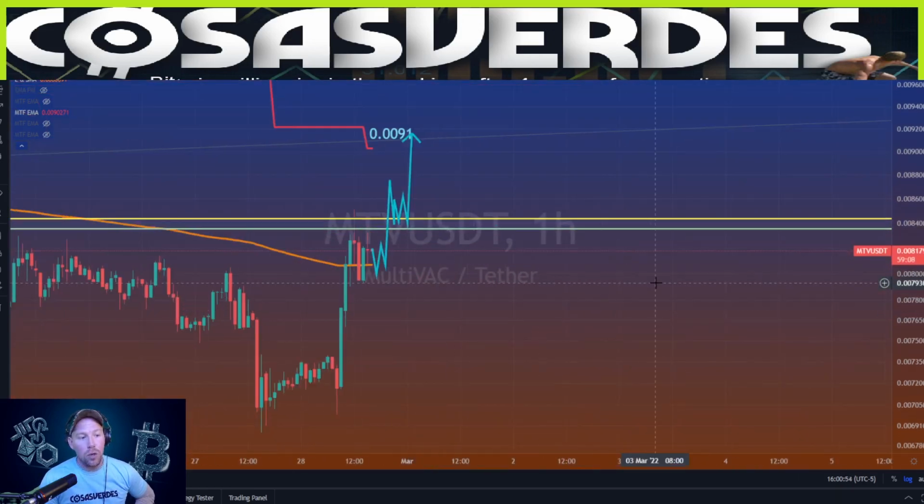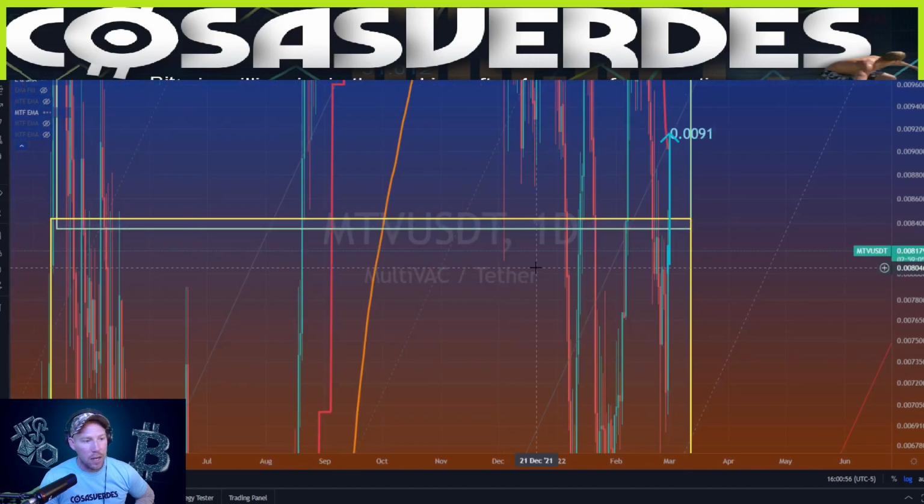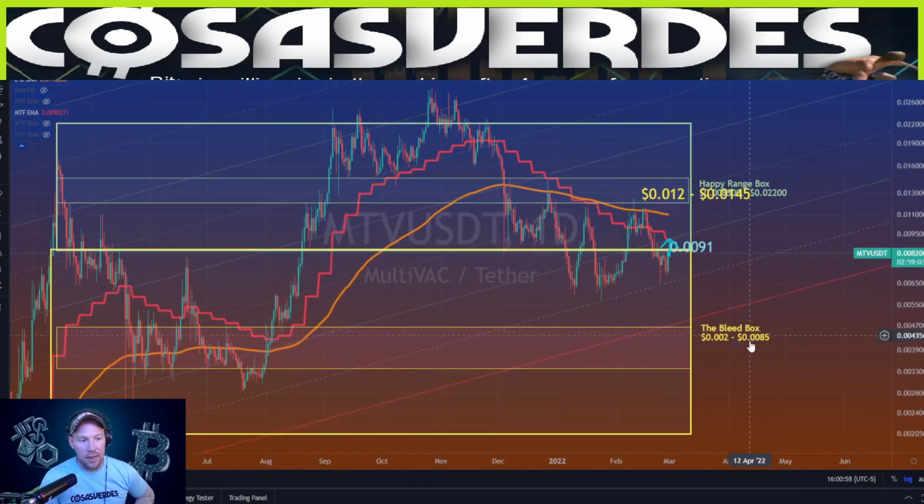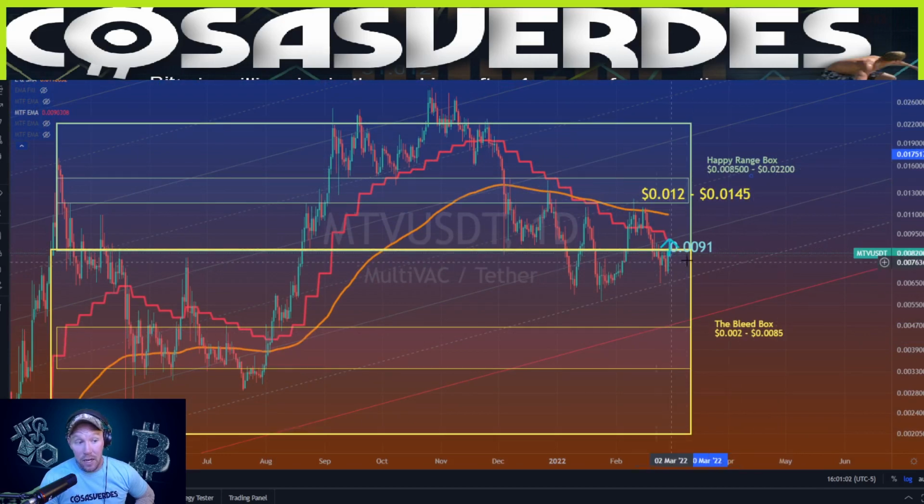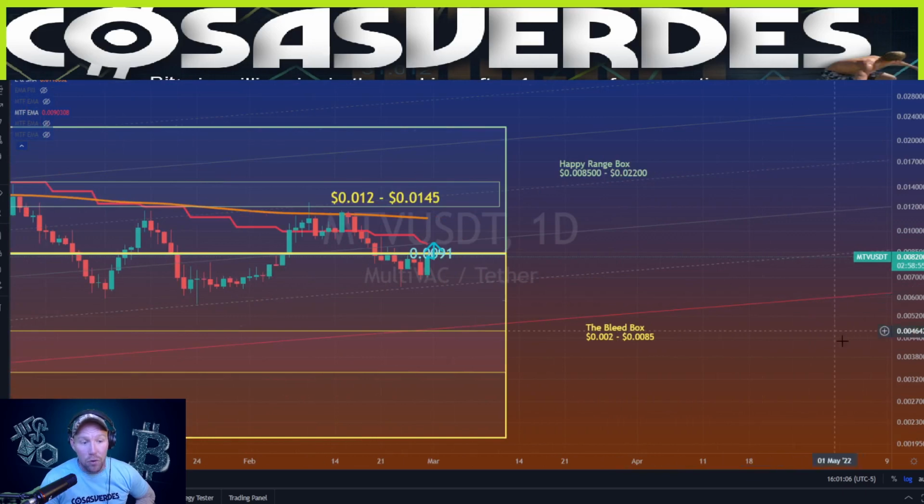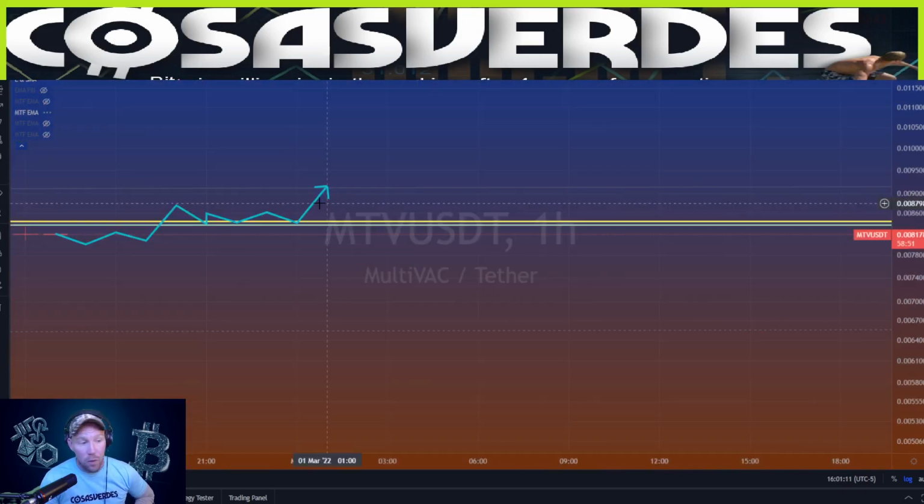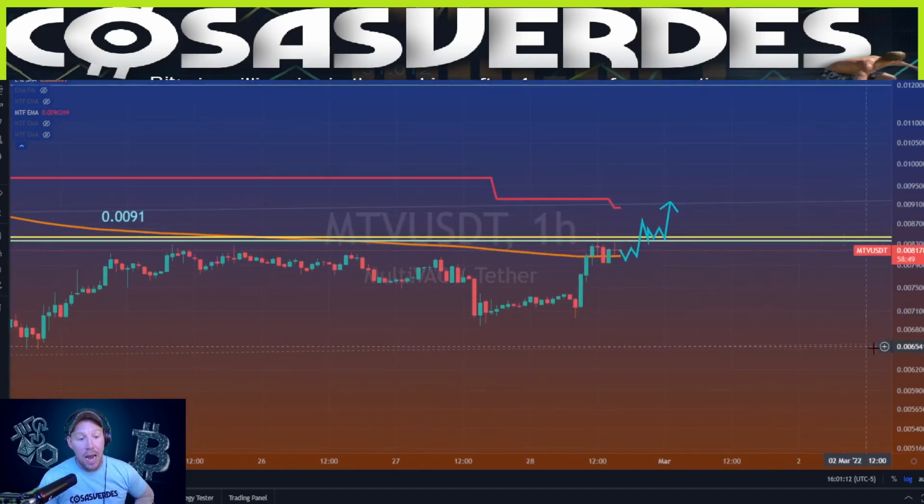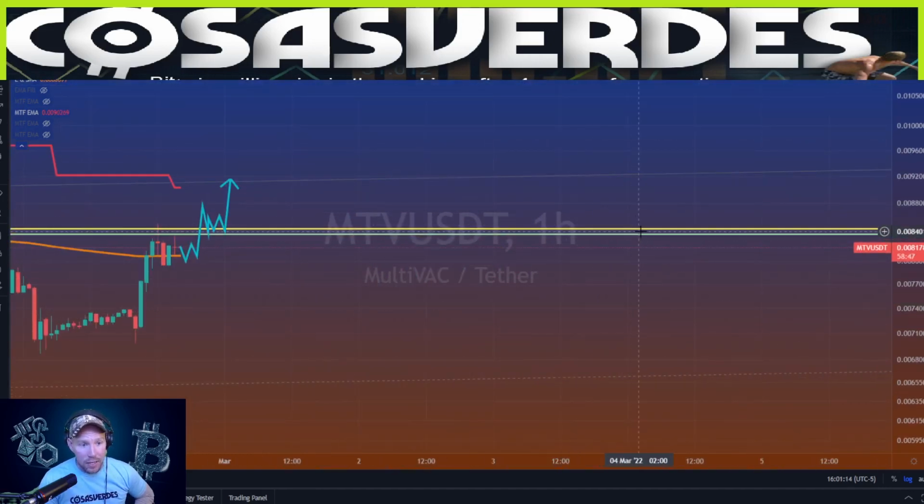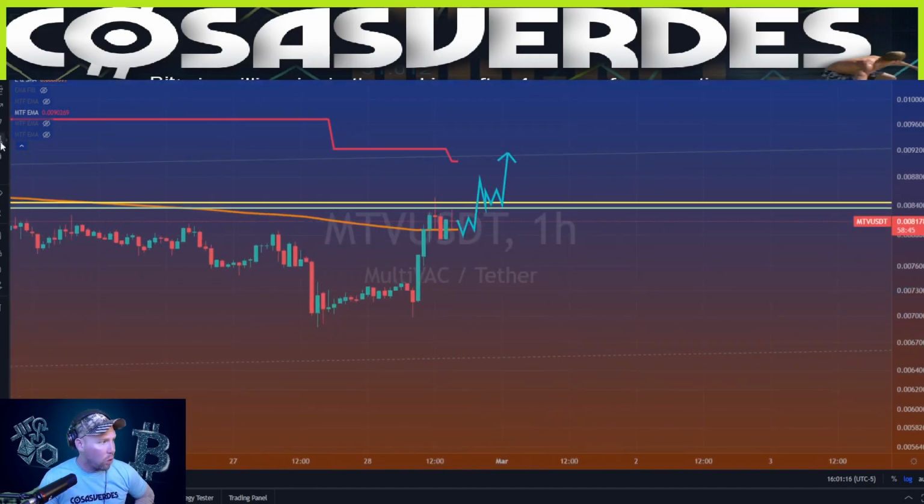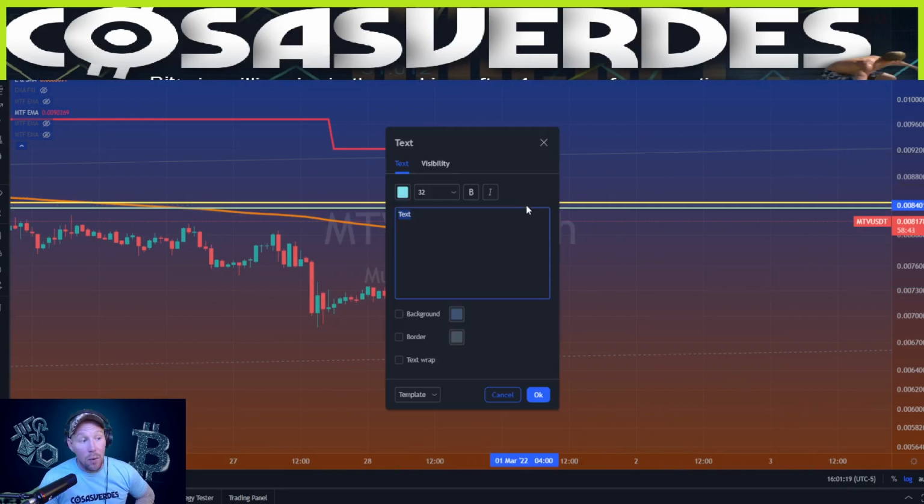And this horizontal here is extremely important because if I zoom out, you can see that this is the bleed box range and this is the happy box range, and it's where they meet. So right now price is at where those two major macro ranges meet, which means it's an extra sturdy horizontal. So I'm going to zoom back in on the 1 hour chart here, and I'm going to label this at 0.0084. And that's going to be a little hard to get over, but when it gets over it and uses it as support, it could be a nice move here.